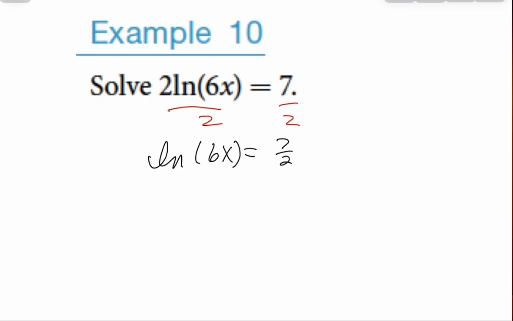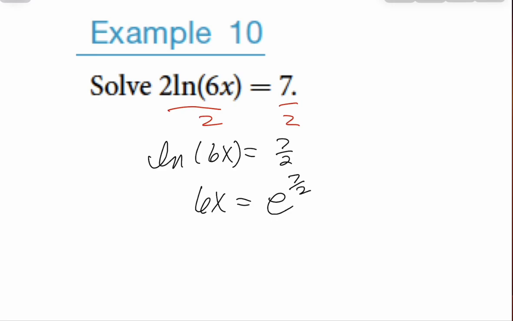What's going to get rid of the natural log on the left? Yeah, just grab one of those. It's going to become an e on the right. So it's just going to be 6x equals e to a power of 7 over 2.